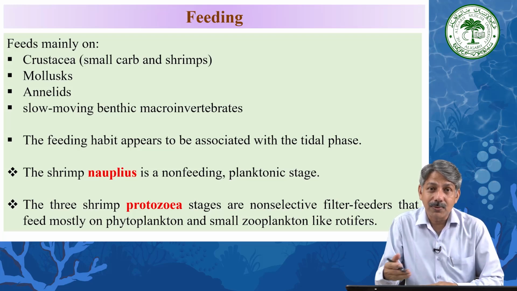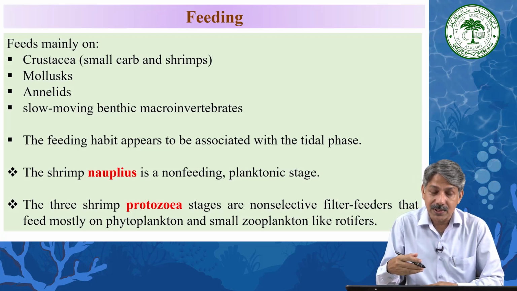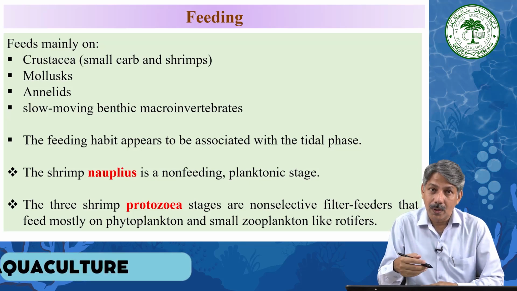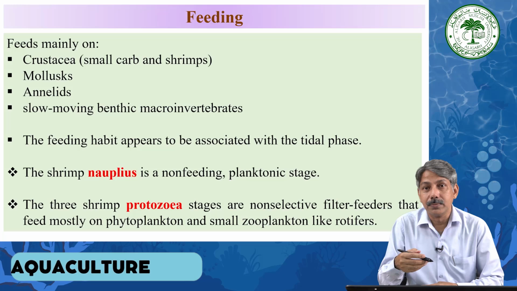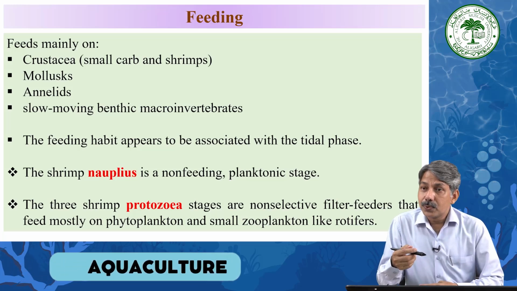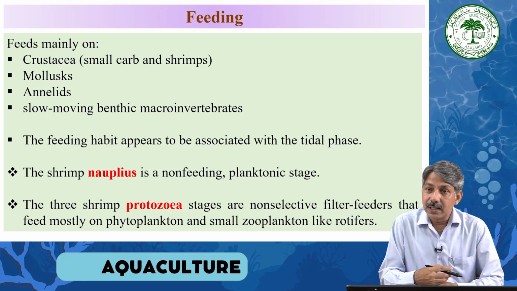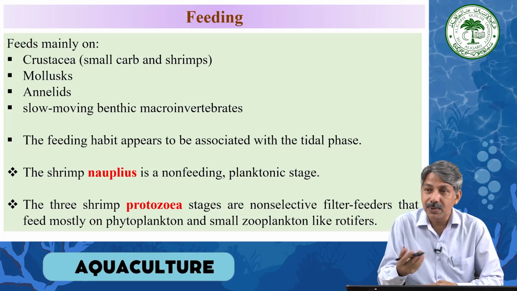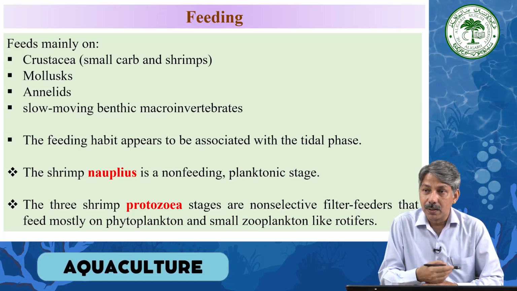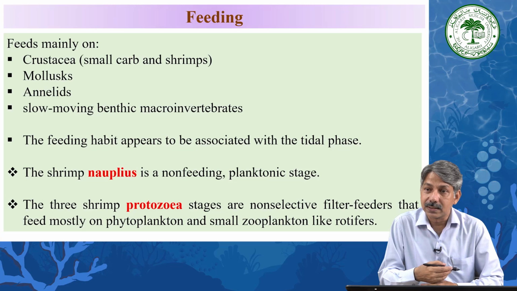Now the topic which we have not discussed in my previous lecture is feeding of different stages of Penaeus monodon. The food of Penaeus monodon consists mainly of crustacea, small crabs and shrimps, and mollusks, making up 85% of ingested food. The remaining 15% consists of annelids and others.